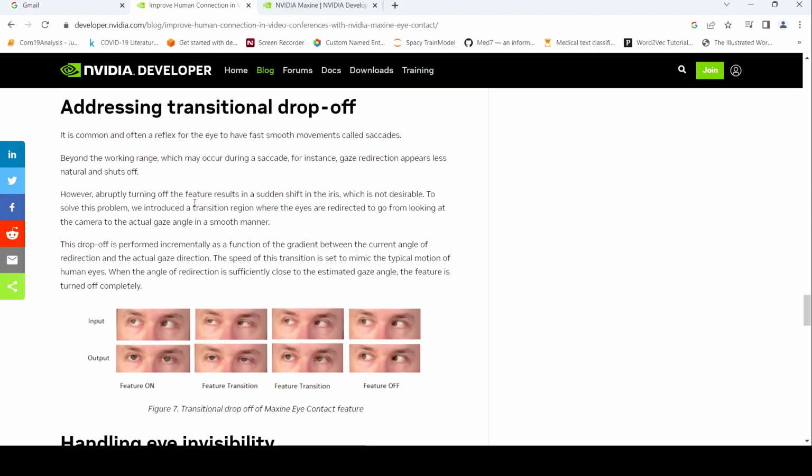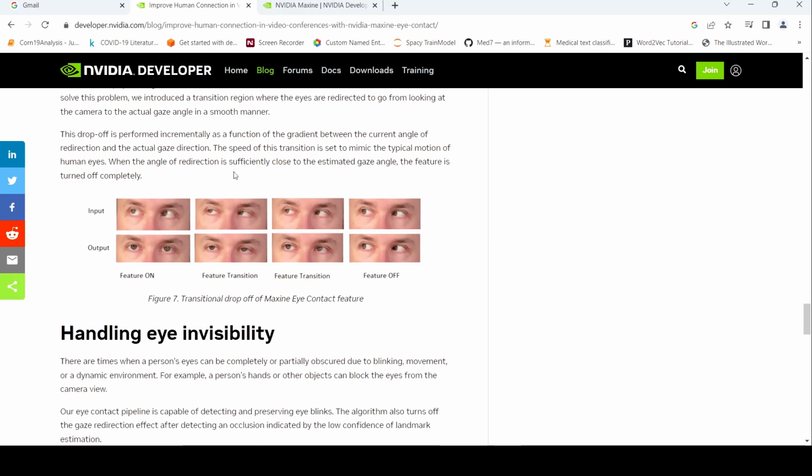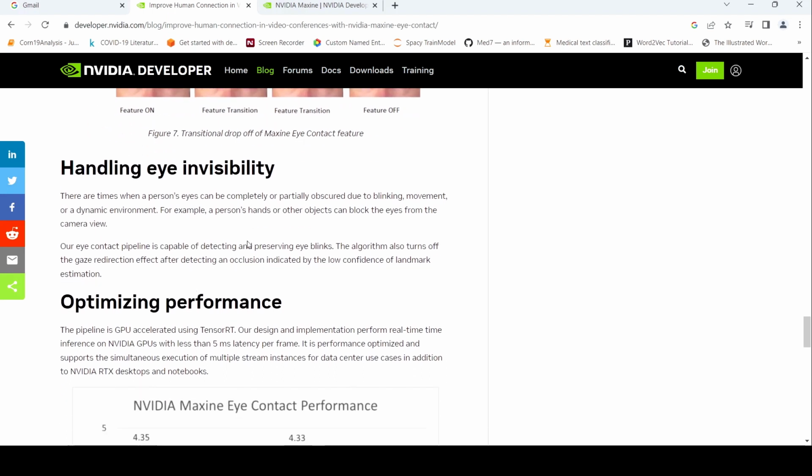And then there are things like addressing transitional drop off, like people can blink their eyes, can suddenly shift directions. So they say that they have taken care of that as well, because typical eye motion, you can move around while looking at the camera. This is the eye invisibility, because due to blinking your eyes may be closed at a certain point of time in the frame. So how do you take that? What they are saying is that their pipeline is capable of detecting and preserving eye blinks. Interesting. The algorithm also turns off the effect after detecting an occlusion indicated by the low confidence of landmark estimation.